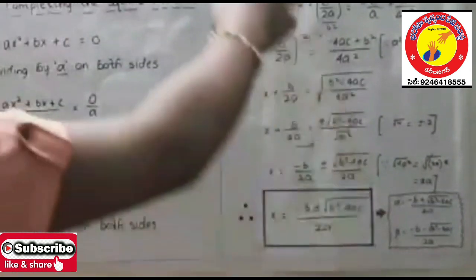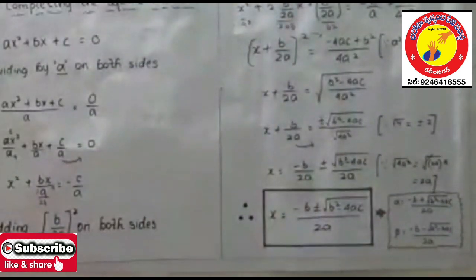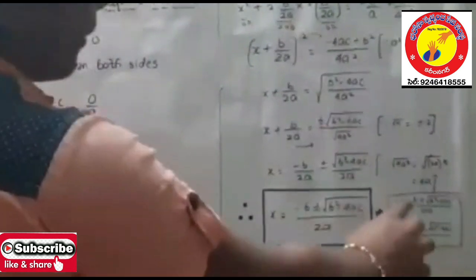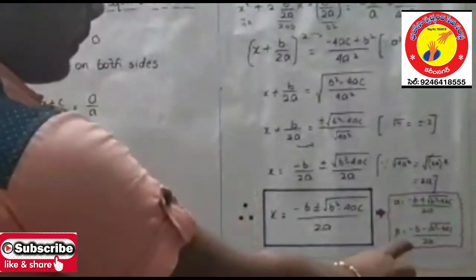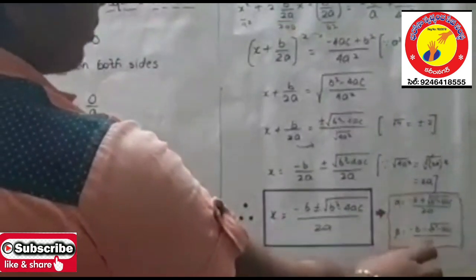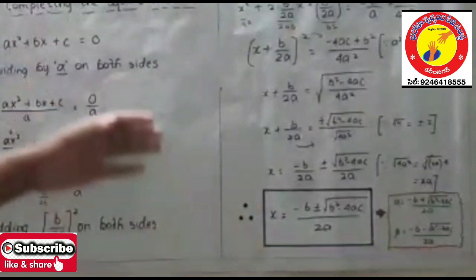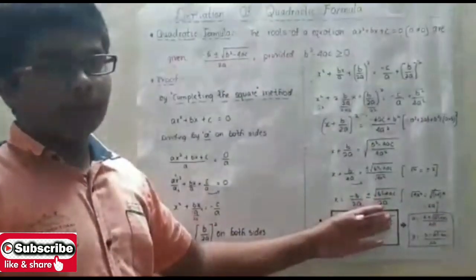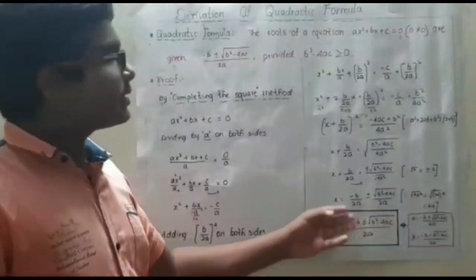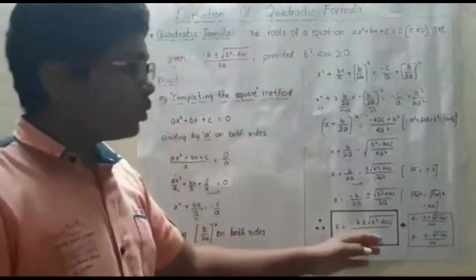So we know that for a quadratic equation we will have at most two zeros. Let the two zeros be alpha and beta. Therefore, alpha will become minus b plus under root b square minus 4ac by 2a, and beta will become minus b minus under root b square minus 4ac by 2a. So this is how the quadratic formula works. To find the roots of a quadratic equation, we can just directly substitute the values of a, b and c to get the answer.